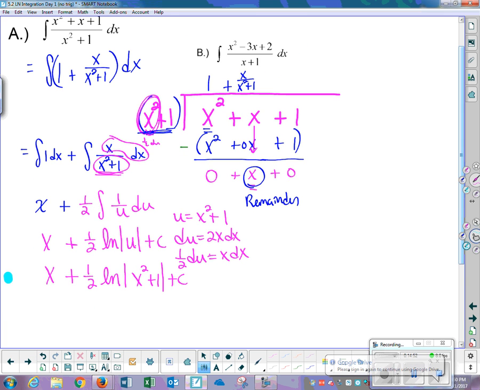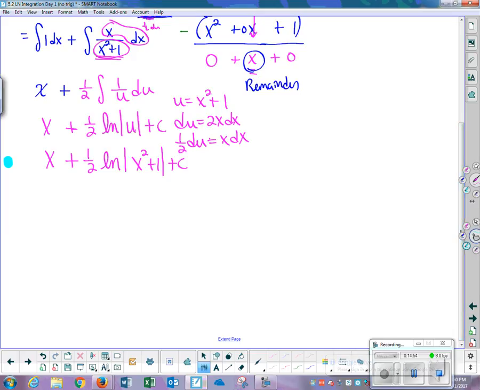Or are the absolute values necessary? It would not. This would stay positive. This is always a positive quantity since I'm squaring something and adding a positive 1 to it. So I could get rid of my absolute values and call this x squared plus 1 using parentheses.